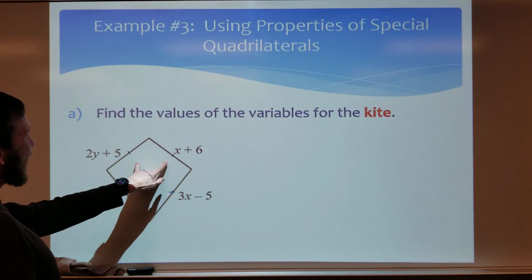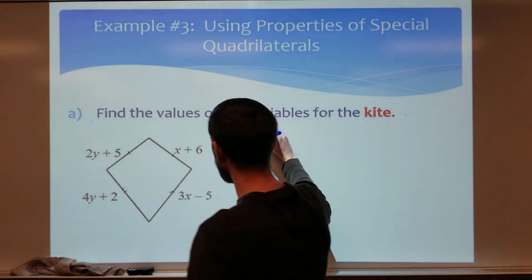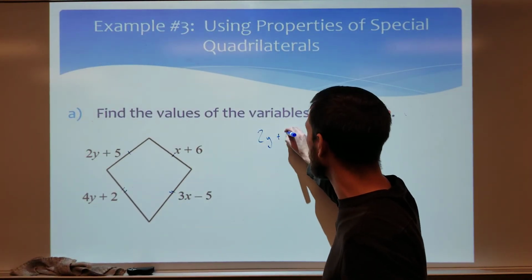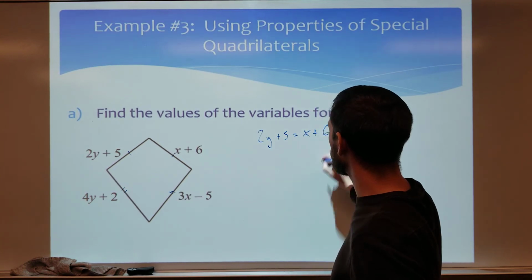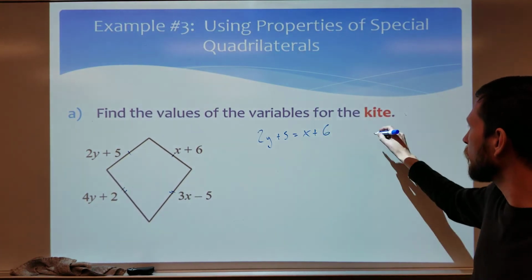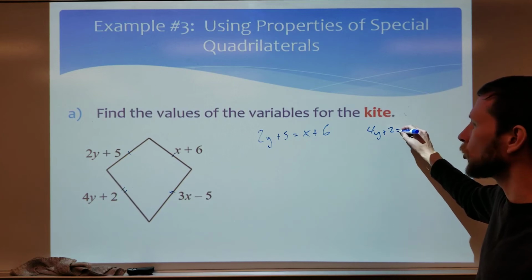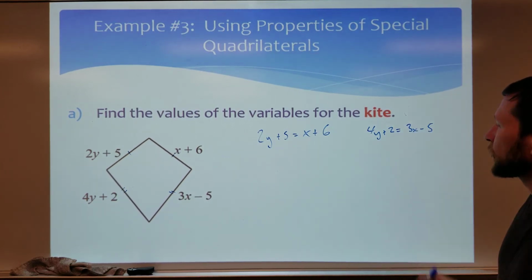These 2 sides of the kite are congruent, so that means that I have 2y plus 5 is equal to x plus 6. And I also have this other equation that 4y plus 2 is equal to 3x minus 5.